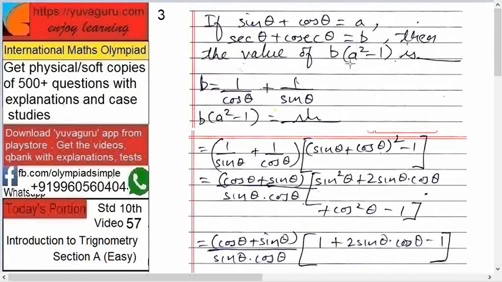Okay. Now what do we want? B into A square minus 1. So B into A square minus 1 equals, what is B? 1 upon sine theta plus 1 upon cos theta, into, what is A square? Sine theta plus cos theta the whole square minus 1. So solve it. Cross this. Cos theta plus sin theta upon sin theta cos theta, into, solve this now, (a plus b) the whole square, a square plus 2ab plus b square, minus 1, right? But sin square theta plus cos square theta is equal to 1.